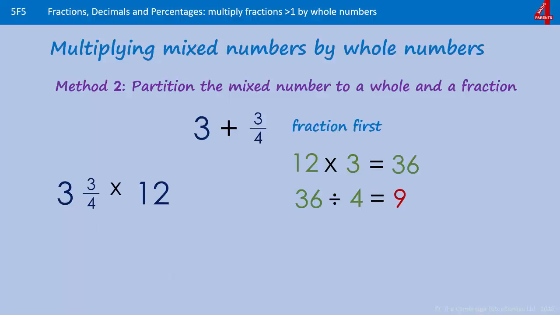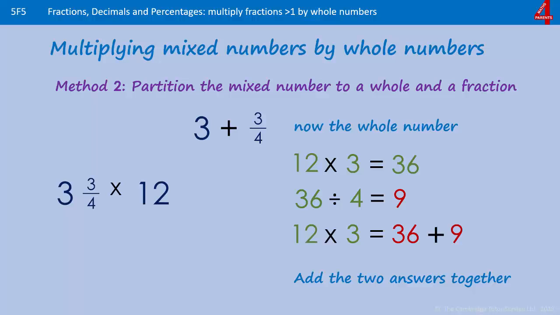I haven't finished though, because I still have to work with the 3 from the 3 3/4. Take the 3 and I multiply it by 12, and that's 36. Now I need to add the 36 to the 9 I calculated for the 3/4. 36 add 9 is 45.